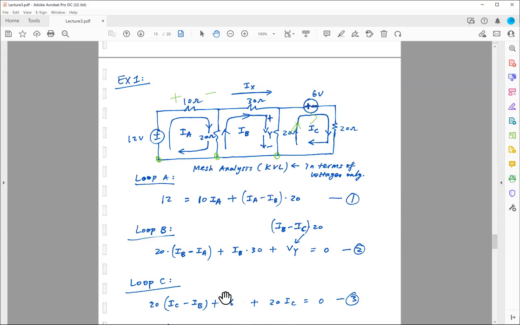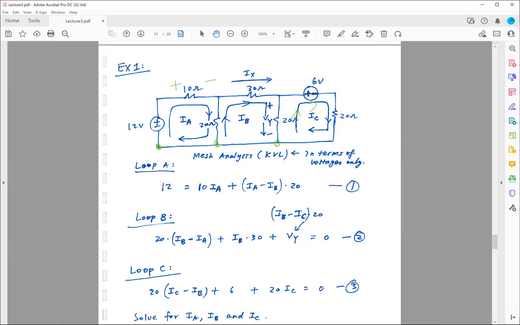Summation, right? KVL, so plus 6 volts plus 20 times IC. This one is easy because this 20 ohm resistor is not shared or common to another loop. This is by itself. So the only current that passes through this 20 ohm is IC only. So 20 times IC. Sum all these voltages up to 0, and this is your third equation.